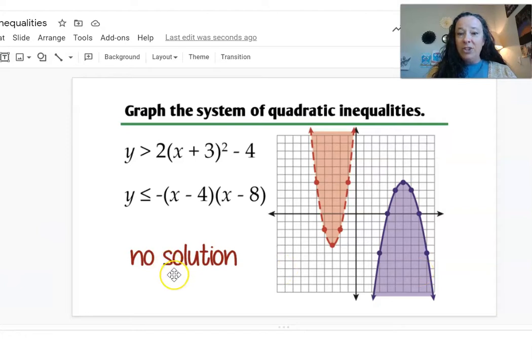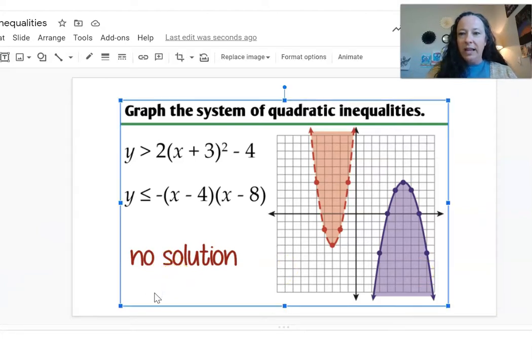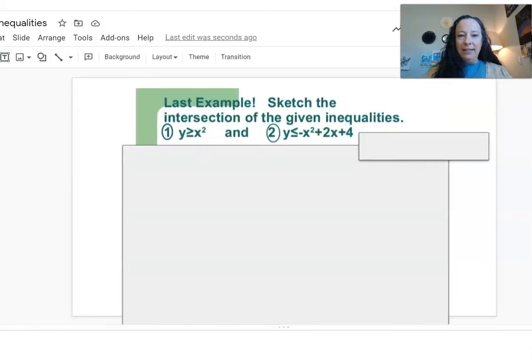It would actually be no solution. Remember, you can use that symbol that has the circle with the line through it for no solution. That can happen. That absolutely can happen. All right, so now let's look at this one.